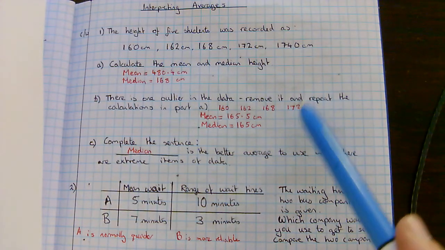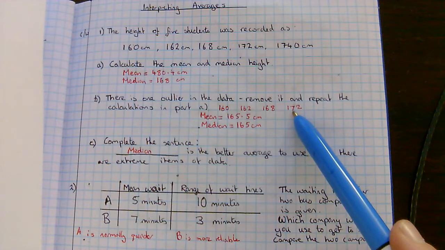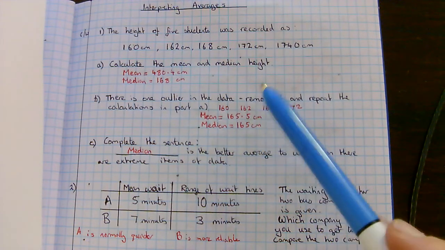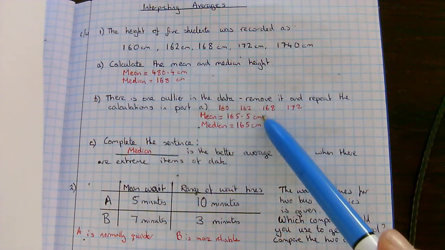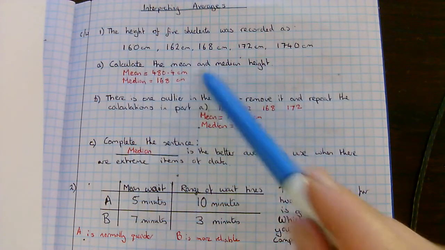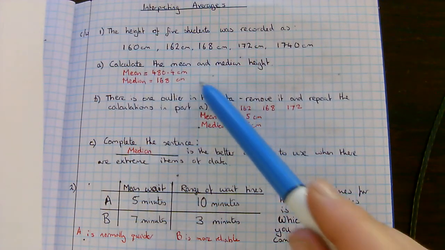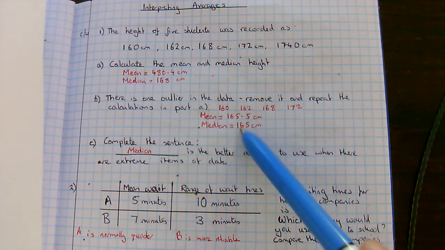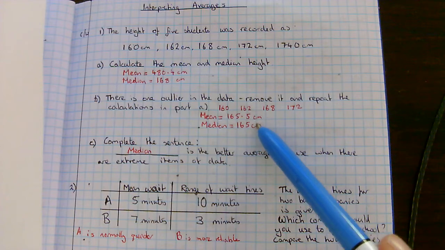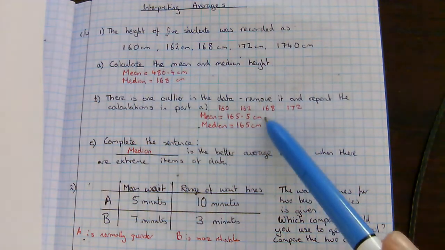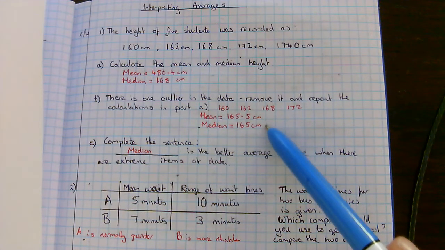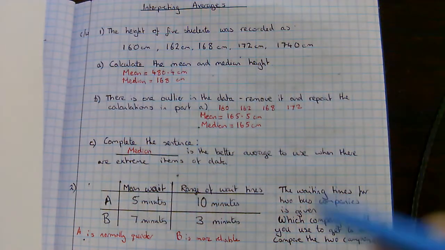Once you remove that data, you're just left with these 4 data items, and suddenly the mean drops all the way down from 480.4 to 165.5, so that mean has changed a lot. The median has only changed a small amount. It hasn't had a big impact on the median. So here, the mean and the median look much closer together because there's no longer an extreme value which is pulling that mean all the way up.